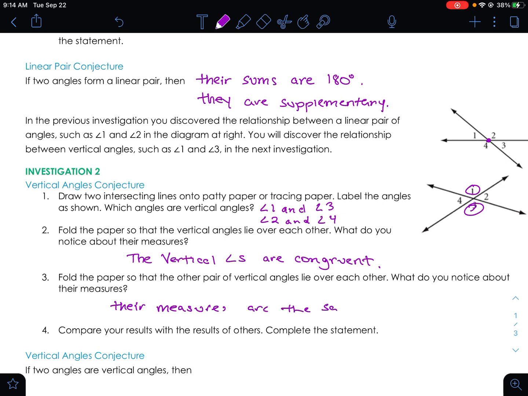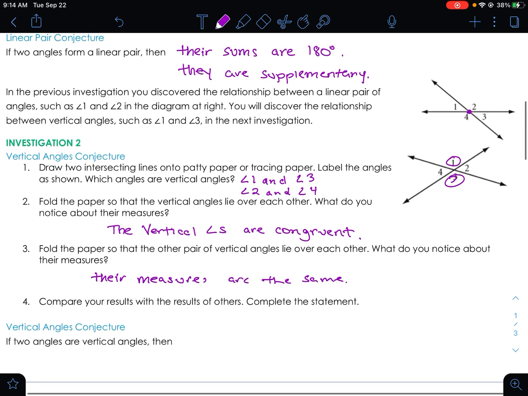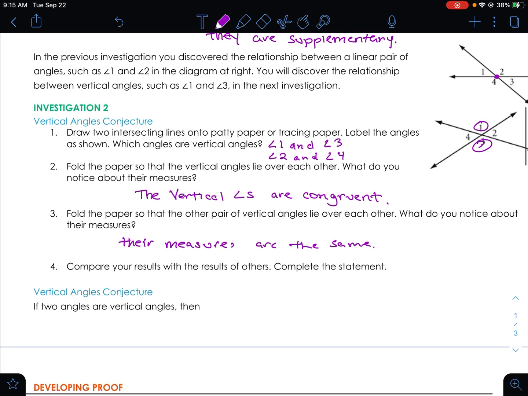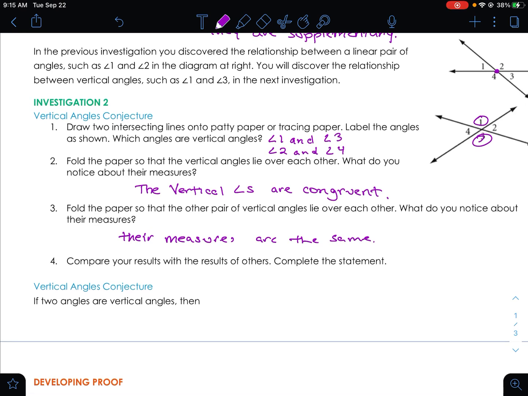So what we're able to do here is take these observations, and again, we would have every student in the class do this, and we would find that regardless of what vertical angles each student drew, every time the angles were going to be congruent. They'd be the same size when they lay on top of each other. So the conjecture that we can come up with for vertical angles is that if two angles are vertical angles, then they are congruent.